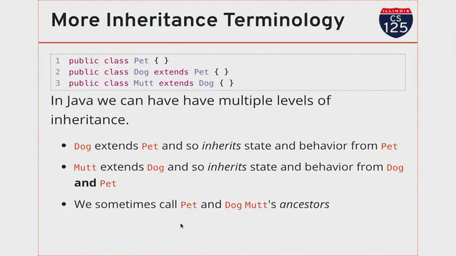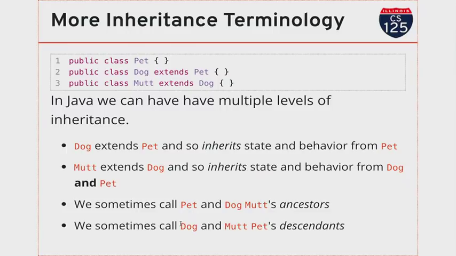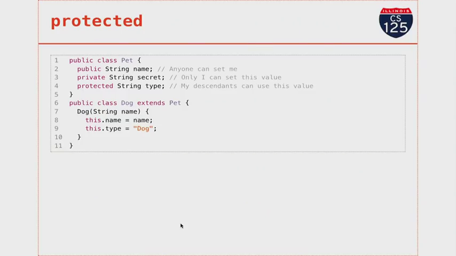Again, we can continue using this family tree type terminology to discuss how these classes are related to each other. So pet and dog are both Mutt's ancestors. Mutt's direct parent is dog, but Mutt also has pet as an ancestor. And both dog and Mutt are Pet's descendants. Dog is Pet's direct child, but Mutt is also a descendant of Pet. So Mutt will have all the state and behavior that Pet has, and extra stuff that it picked up from dog.